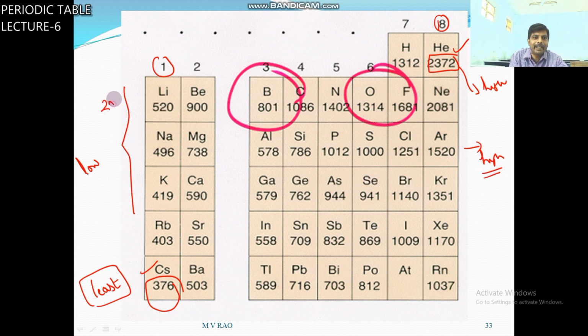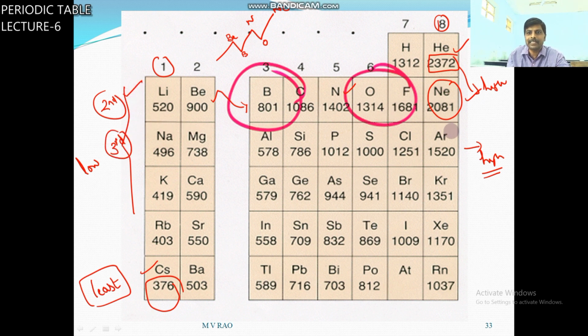In the second period, the IP of beryllium is greater than boron. From 520 to 900 is an increase; from 900 to boron, where you expect some increase, there is a decrease. Nitrogen to oxygen also decreases. The first bottom is boron, the second is oxygen, with beryllium, nitrogen, and this is neon. Neon has the highest IP value in the second period. The highest IP value in the third period is argon.